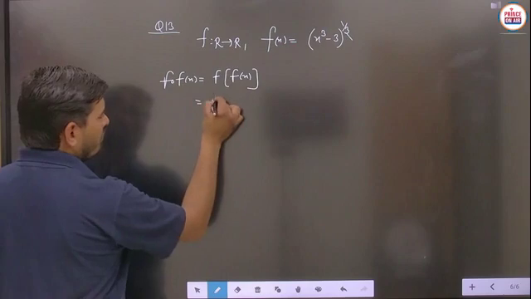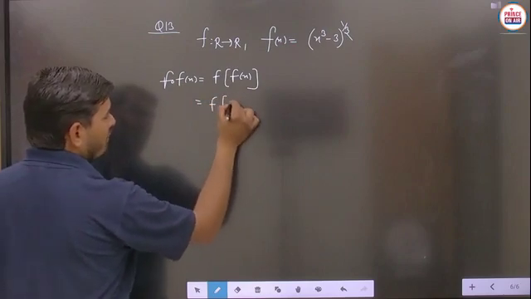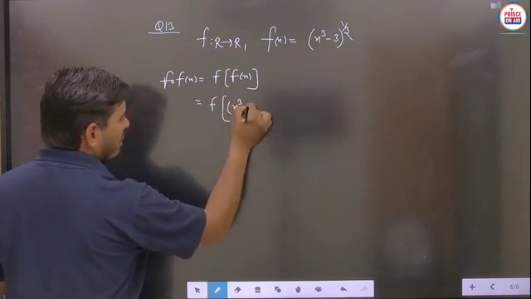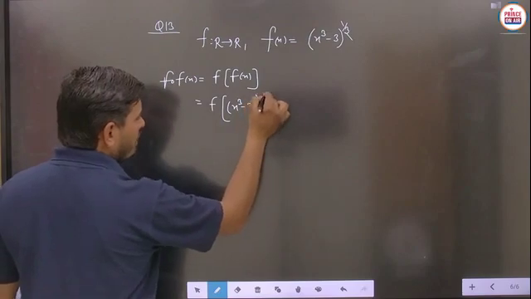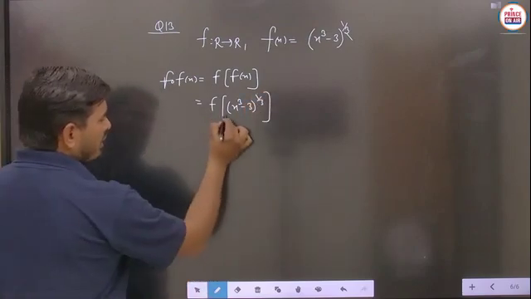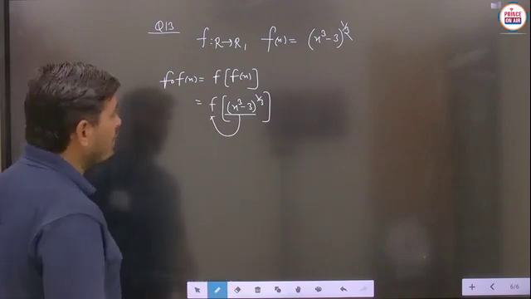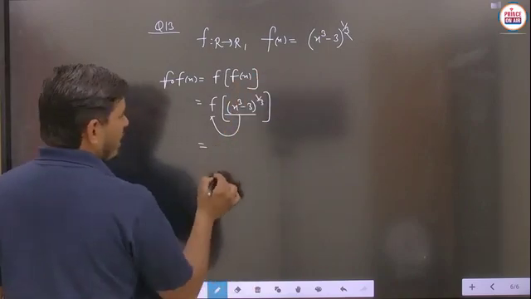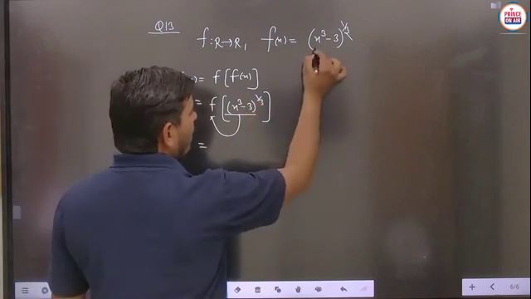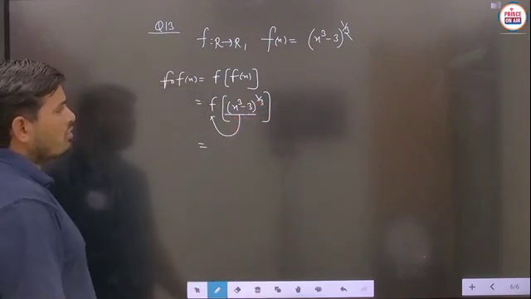First of all, we will use f(x) here. Then f(x) is given as (x³ - 3)^(1/3). Now this particular output will be taken as the input of the function f again. Is it clear? So in the function f, in place of x we will write (x³ - 3)^(1/3).